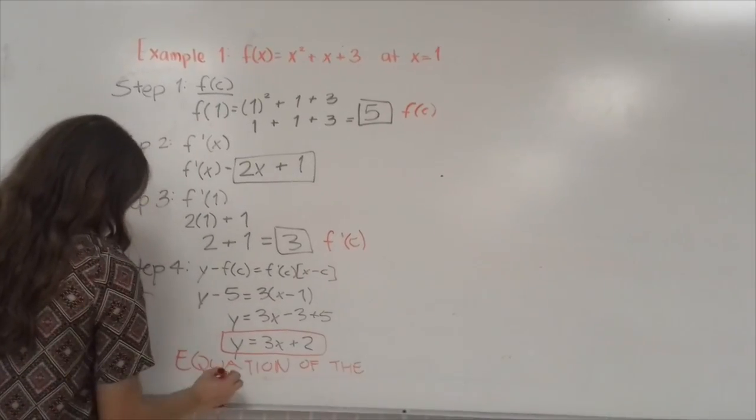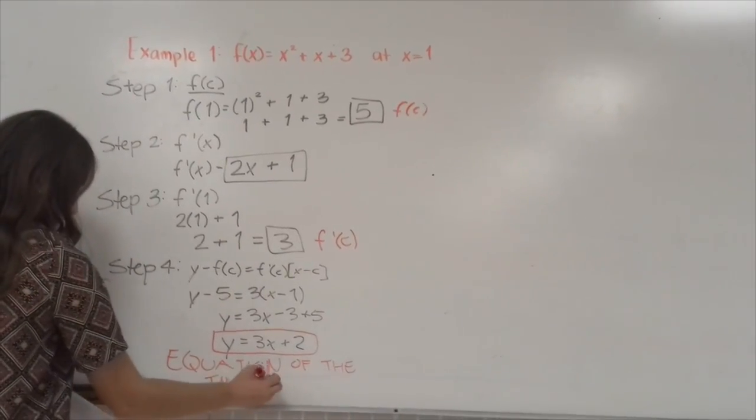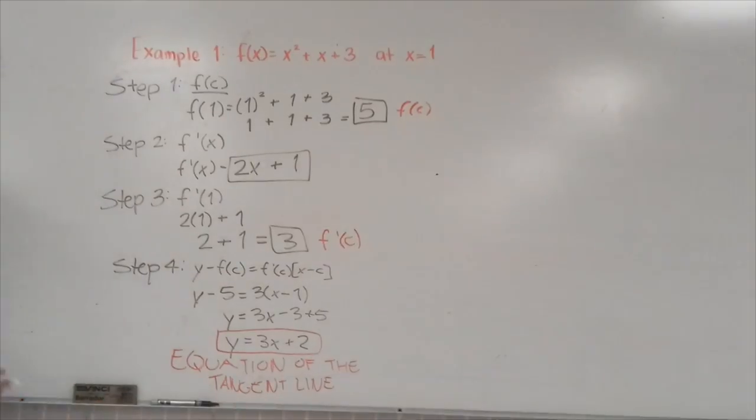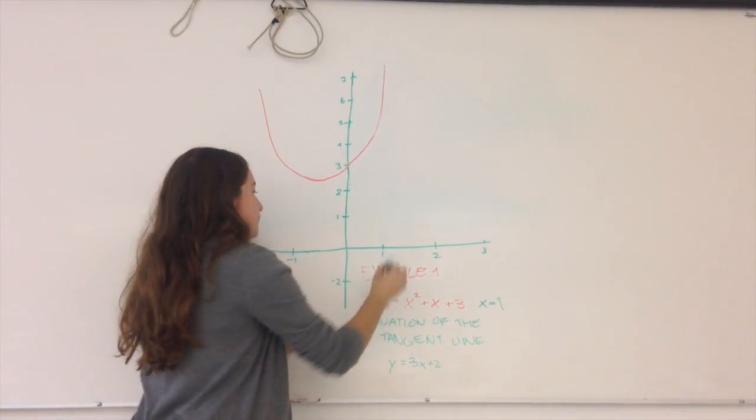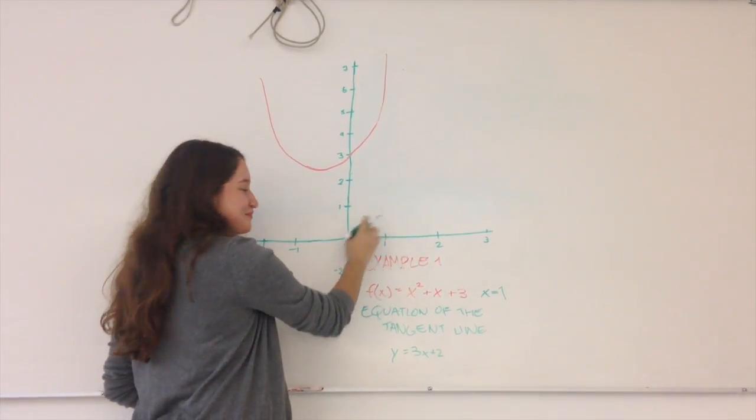But how is this represented? Let's graph the equation with its tangent line. Our original equation is f of x equals x squared plus x plus 3, and its graph looks like this.